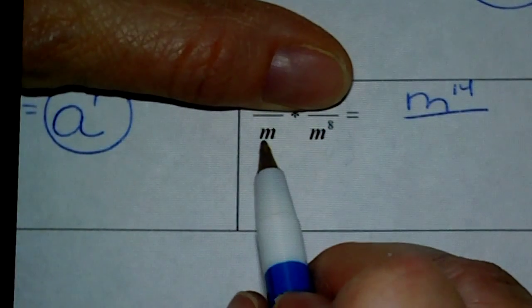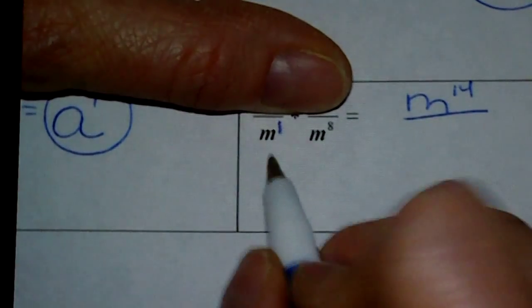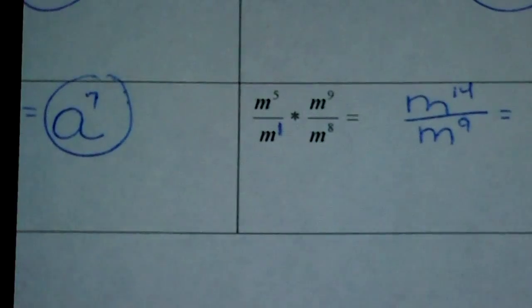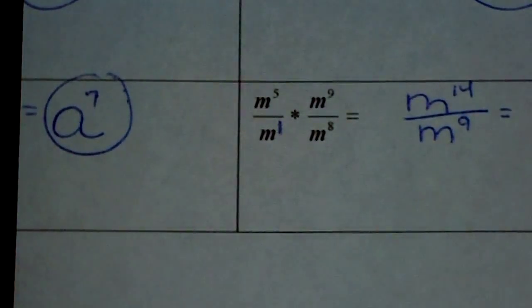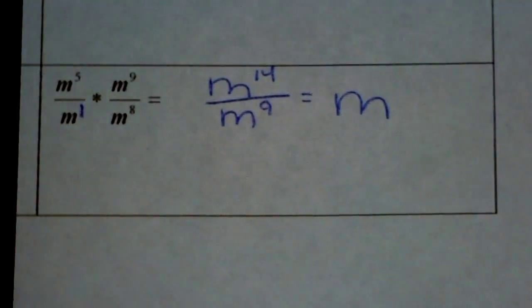On the bottom, I have m times m to the 8th. Remember, this m really means m to the 1st power. Bring over the base, and 1 plus 8 is 9. And now, yes, I'm dividing the same base, so you can bring over the base, and 14 minus 9 is 5.